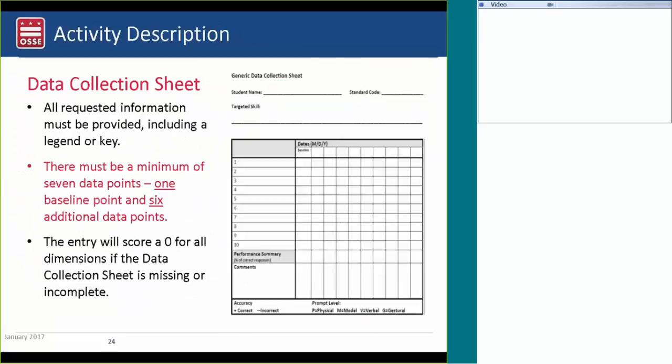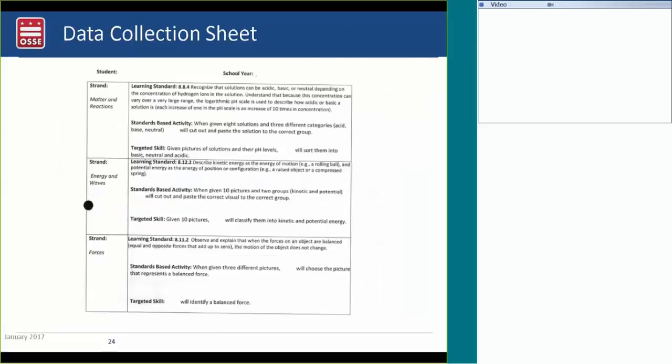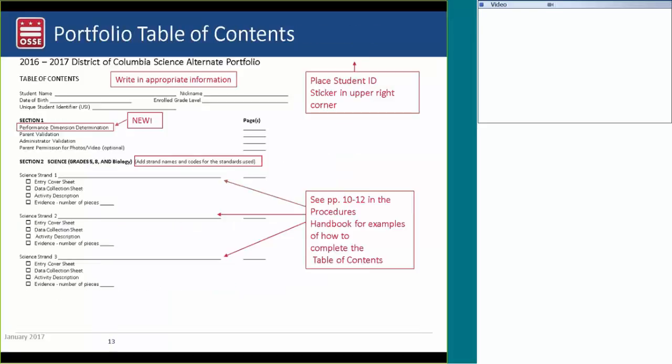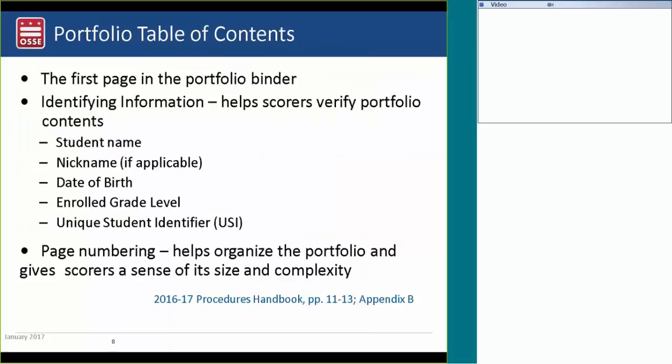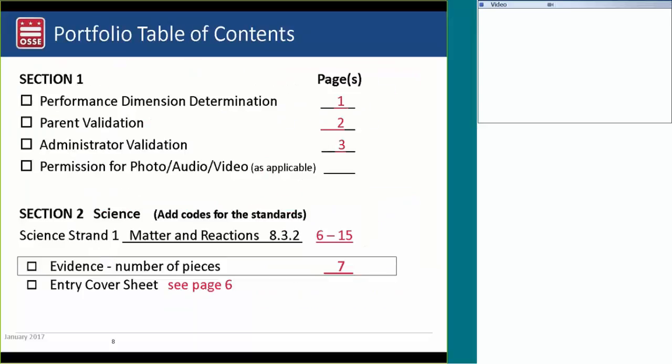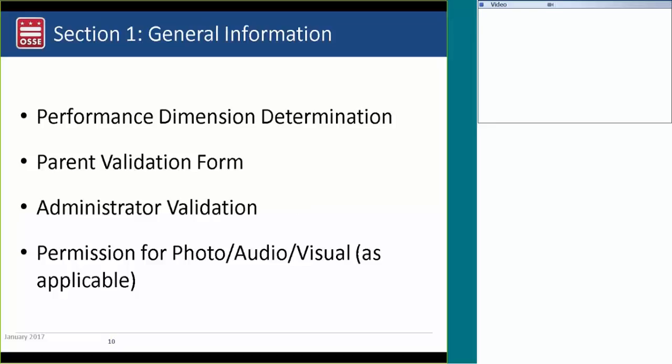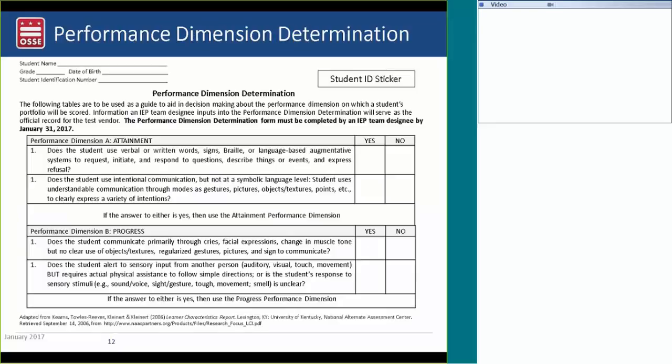We're looking at the one from the Procedures Handbook, and on the slide it was showing something about a student information sticker. Where are we supposed to get those stickers? Where do the stickers come from? No, that will come to you in the shipping materials. The stickers will come in the shipping materials.